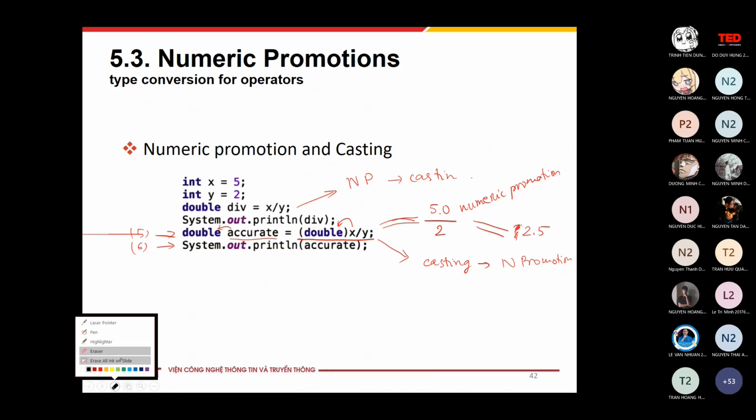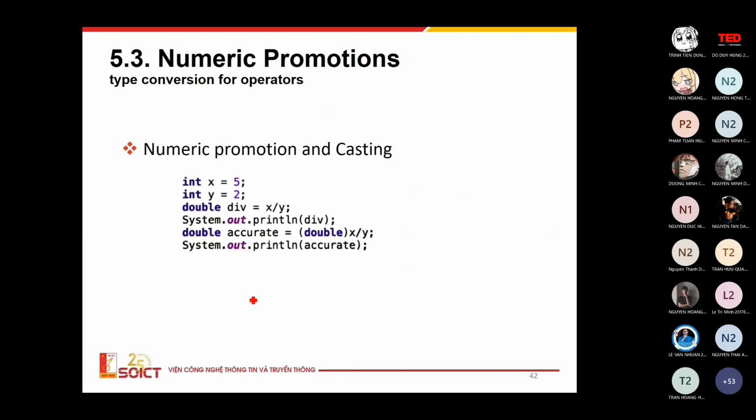Be careful when you read a comment and try to imagine what will happen. For example, in the third line you have numeric promotion, then casting. But in the fifth line you have casting, then numeric promotion. So be careful. Then the system will print out the accurate value is 2.5, and the value for diff is 2.0.